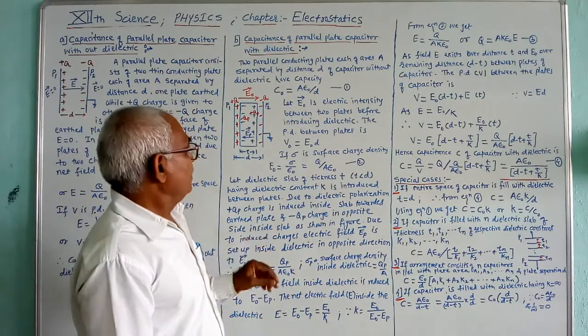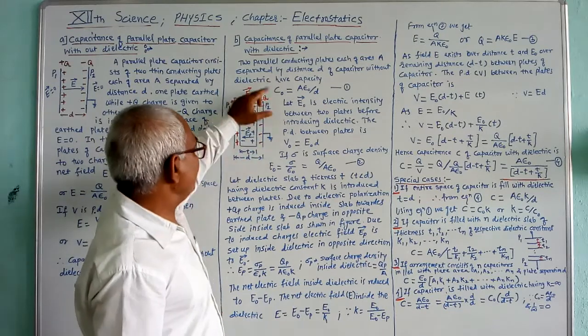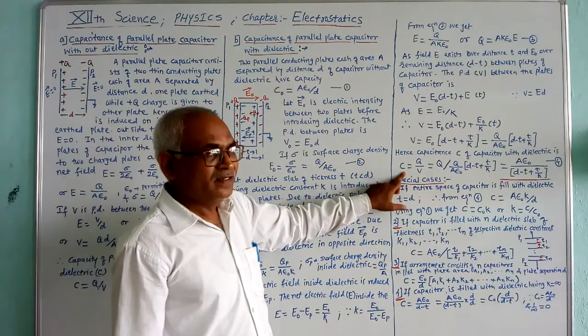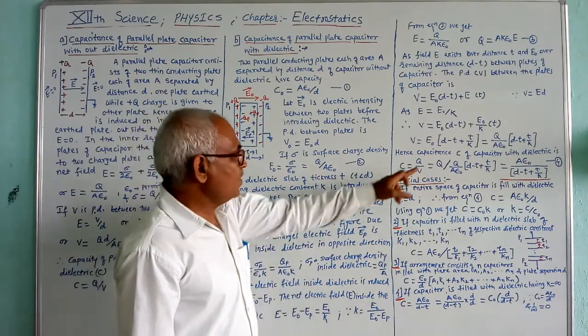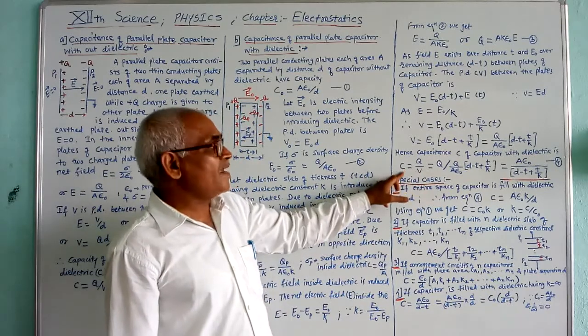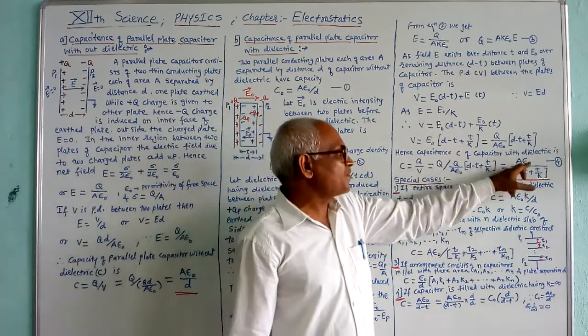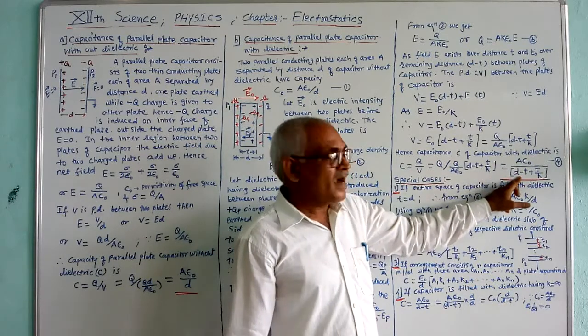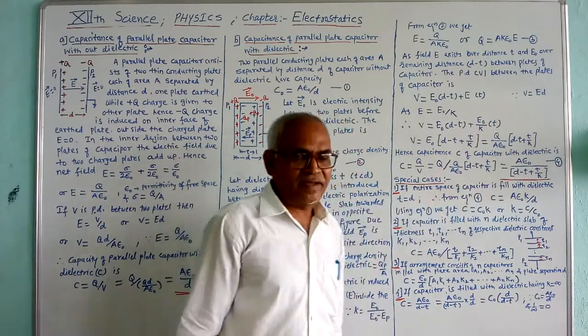Therefore the capacity of this parallel plate capacitor with dielectric, if it is C, then by definition it is equal to Q by V. Substituting the value of V here, we get the capacity of the parallel plate capacitor with dielectric equal to A epsilon 0 divided by the bracket D minus T plus T by K.